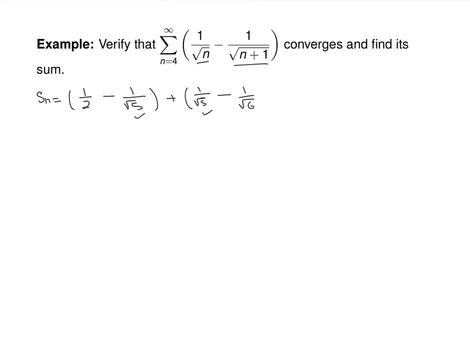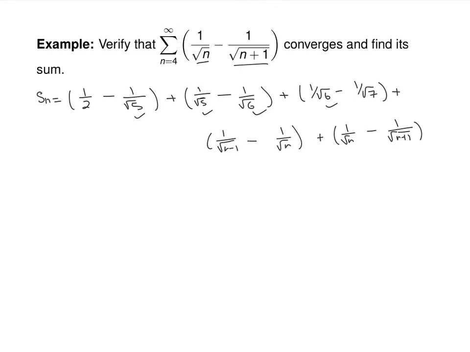And look, that guy cancels that guy. So that's plugging in 4, 5, plug in 6, 1 over root 6, minus 1 over root 7. Probably enough to convince you that a bunch of stuff is canceling. The last term in your partial sum would be 1 over root n, minus 1 over root n plus 1. One prior to that, 1 over root n minus 1, minus 1 over root n. And you can see that this guy and this guy are going to cancel. So the only things left after cancellation here will be 1/2 minus 1 over root n plus 1.